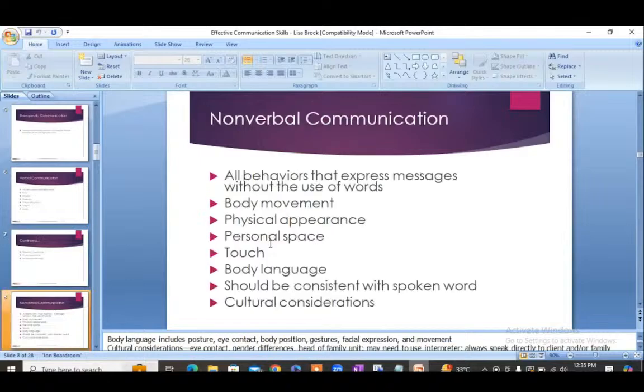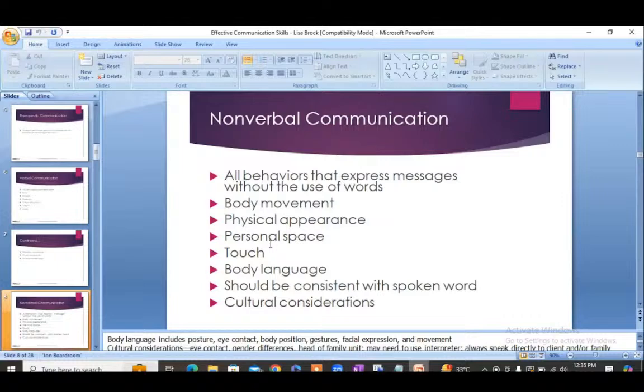Next, we have non-verbal. We talked about verbal communication. Now we will talk about non-verbal communication. What is non-verbal communication? Here we have a few points to discuss, which is all behavior that expresses messages without the use of words: body movements, physical personal space, touch. Body language should be consistent with spoken words and situations as well.